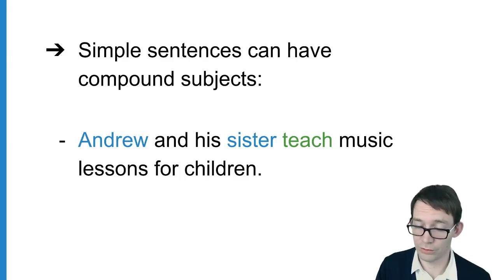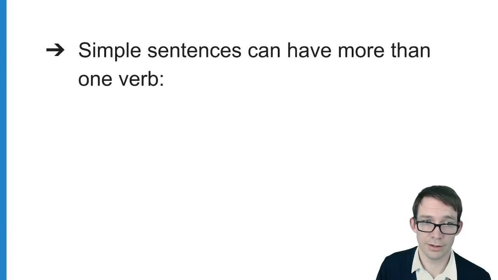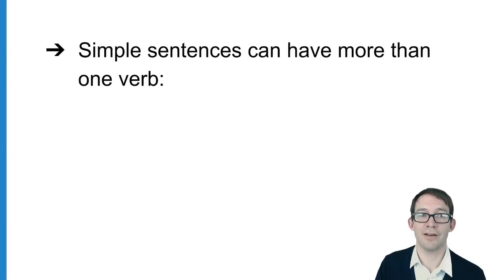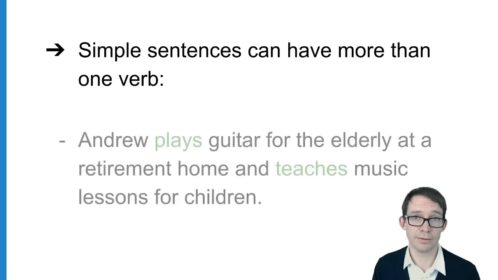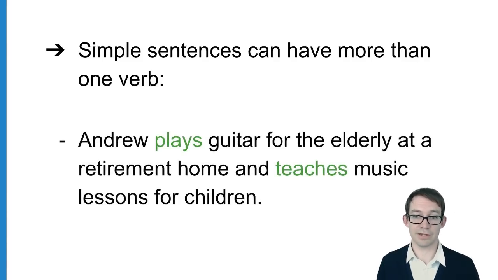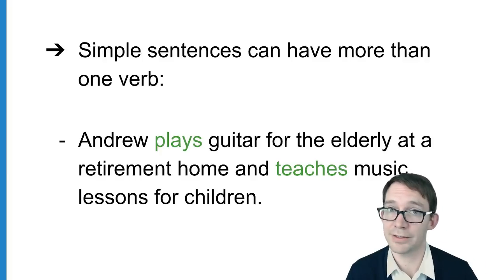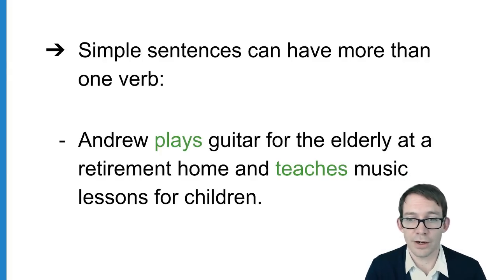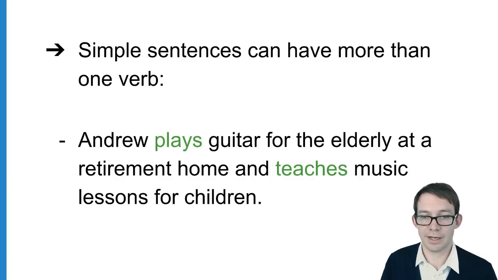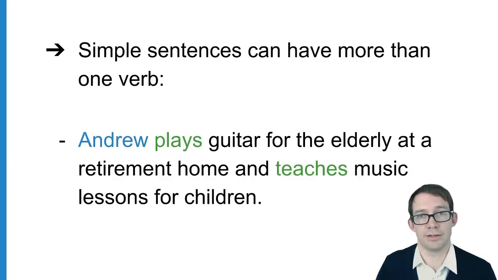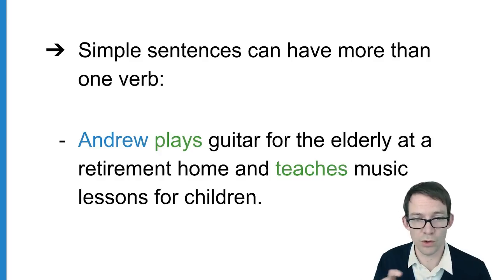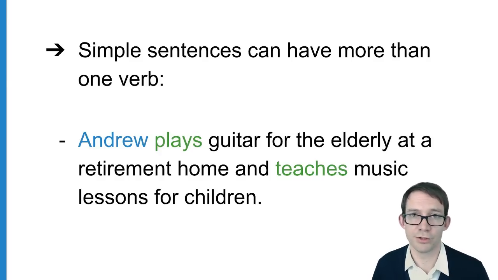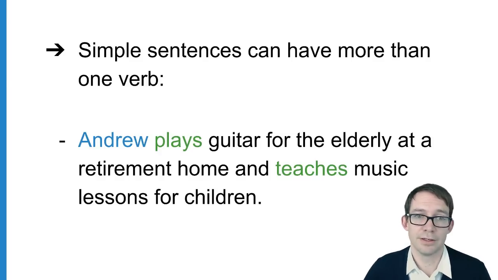Also, alternatively, a simple sentence can have more than one verb as well. For instance, this. Now, this looks long and complicated, but it's still a simple sentence. Andrew plays guitar for the elderly at a retirement home and teaches music lessons for children. In this case, it's still a simple sentence because there's only one subject, Andrew. He's doing both of those verbs, so both verbs share a single subject, therefore it's a simple sentence. Okay?